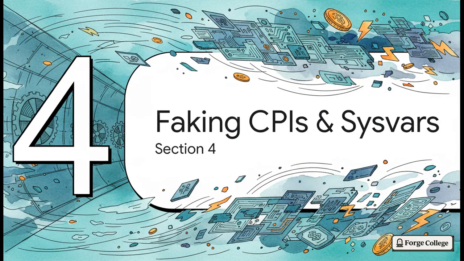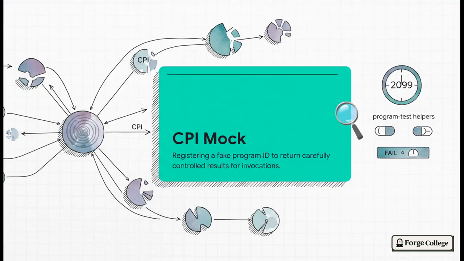That brings us to Section 4, faking CPIs and sysvars. Okay, the harness is built. Now it is time to turn this wind tunnel to maximum speed and introduce some chaotic outside elements. In Solana, your program is very likely going to talk to other programs through cross-program invocations, or CPIs. But in our local test bench, those other programs might not even exist. So what do we do? We use a CPI mock.